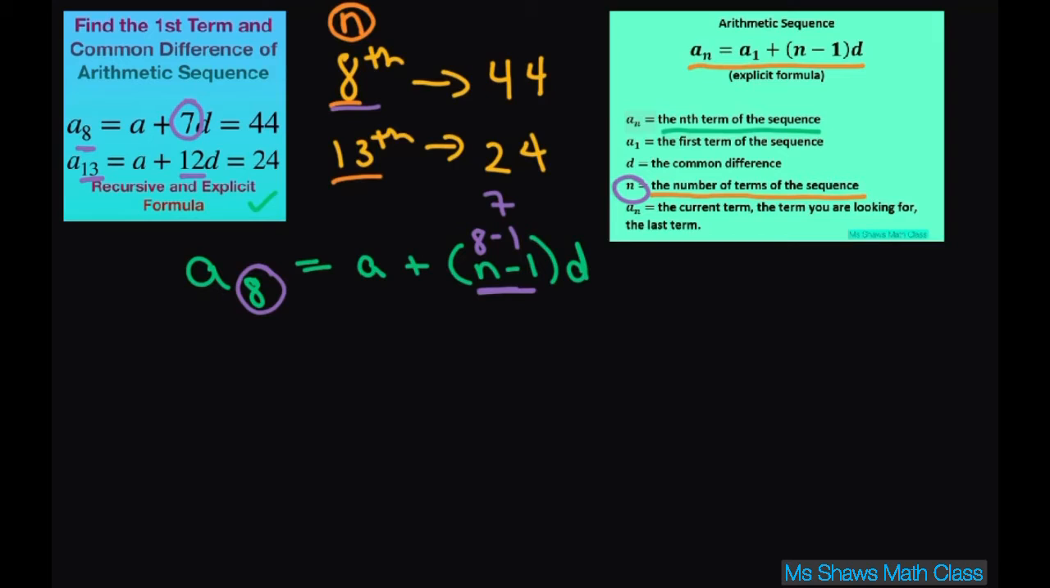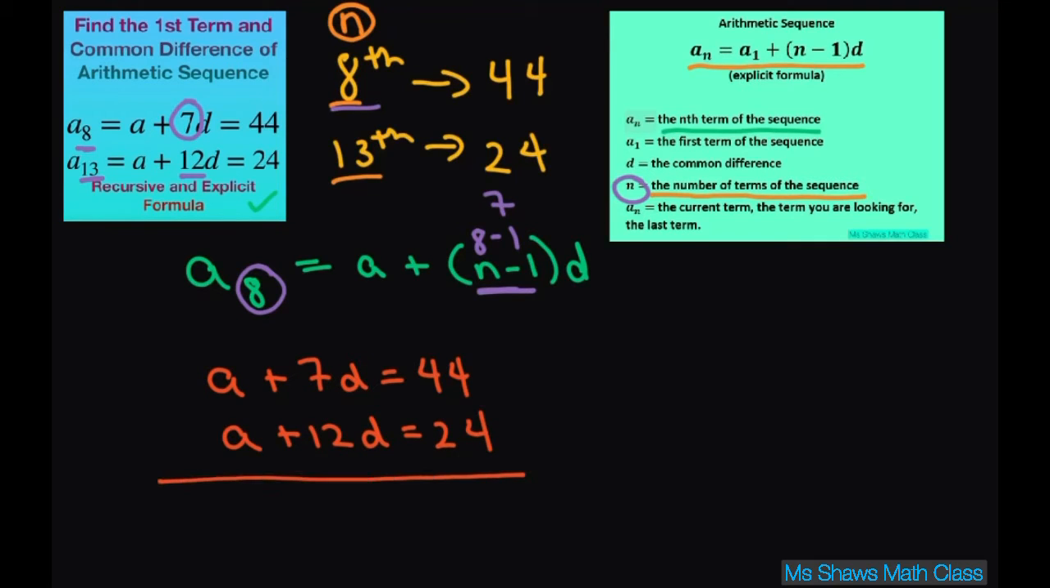So now we already have the system. We just write a plus 7d equals 44, and then we have a plus 12d equals 24. Now, arithmetic sequences are linear, and we have a system of linear equations, so we're going to use the process of elimination.